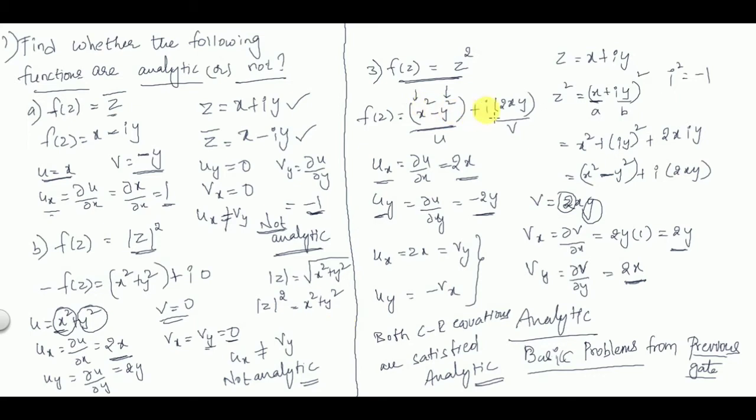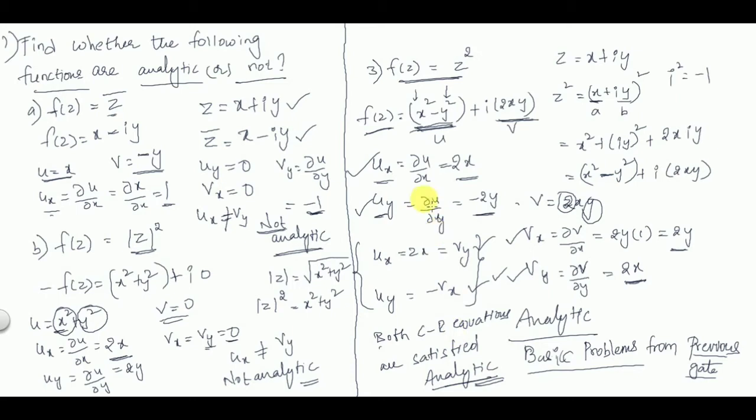Okay, so this is how, based on the problem, you have to take the real and imaginary parts of a given function f of z and consider that real part as u and imaginary part as v. Then differentiate u with respect to x and with respect to y. Similarly, differentiate v with respect to x and with respect to y. And then you have to check for Cauchy Riemann equations. If both the equations are satisfied, the function is analytic; even if one of the equations is not satisfied, then the function is not analytic. So in the third example, both the equations are satisfied, so it is an analytic function.